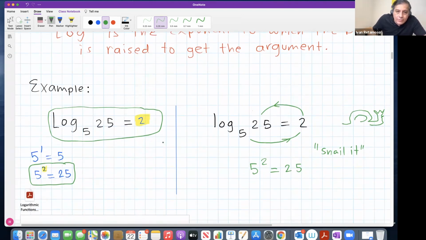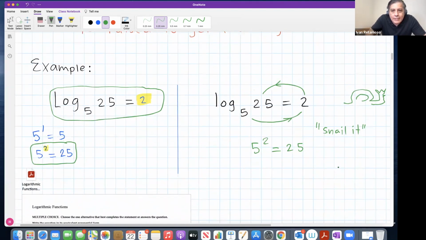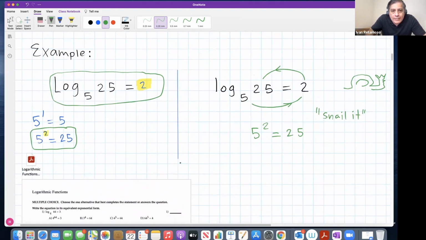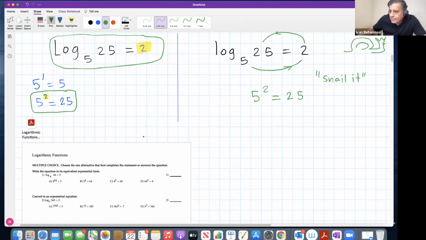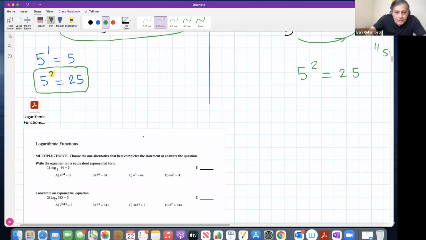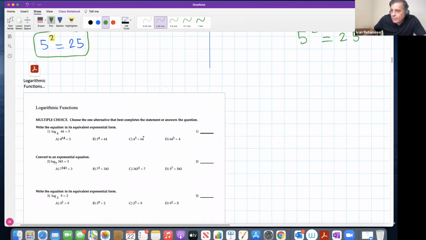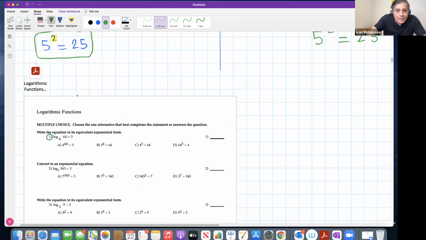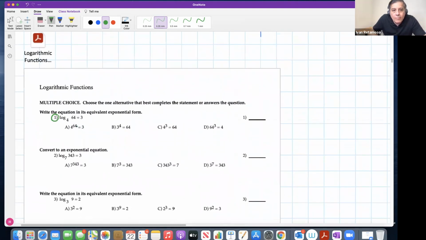Or you can derive this from these exponential results too, but this is quicker, I guess. All right, great. So the first thing I want you to master is how to go back and forth from this logarithmic form to this exponential form. So we're going to practice here on our worksheet. I want you just to rewrite these things. For example, number 1, could you rewrite this in an exponential form? Log base 4 of 64 equal 3.